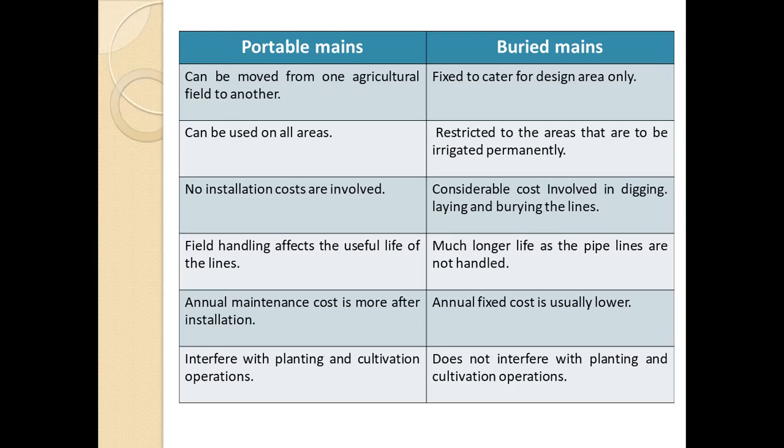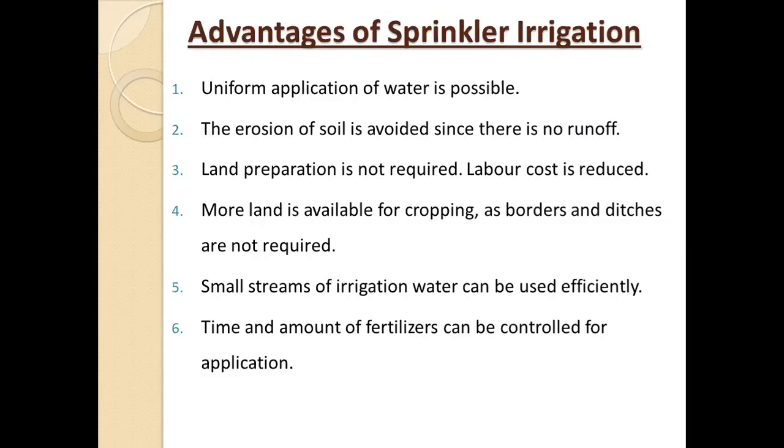And it does not interfere with the planting and cultivation operation in buried mains. So the advantages of sprinkler irrigation are: uniform application of water is possible, erosion of soil is totally avoided since there is no runoff, land preparation is not required, labor cost is greatly reduced, more land is available for cropping as borders and ditches are not generally required.